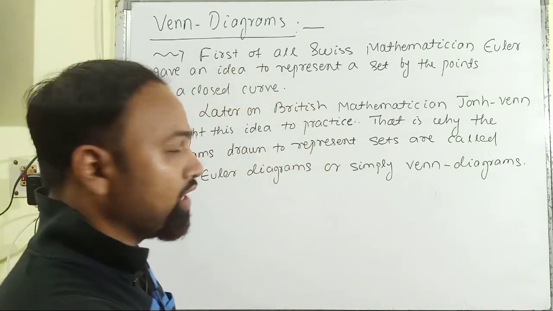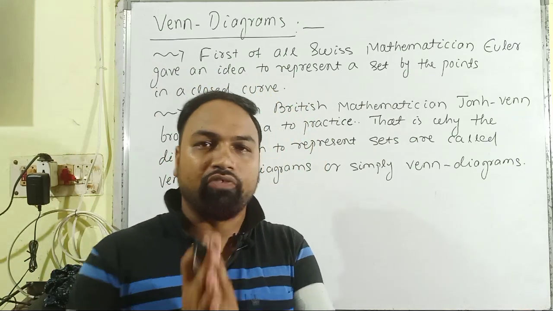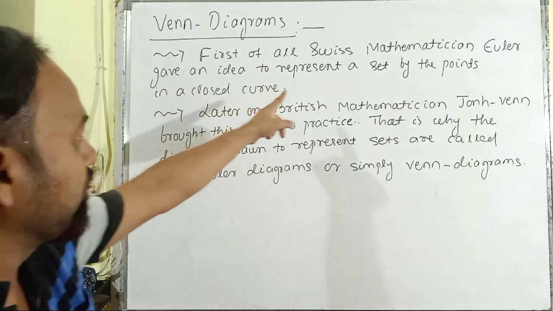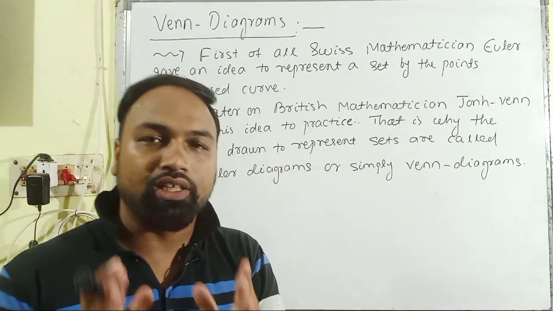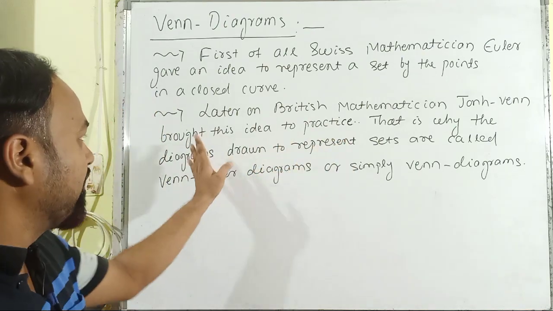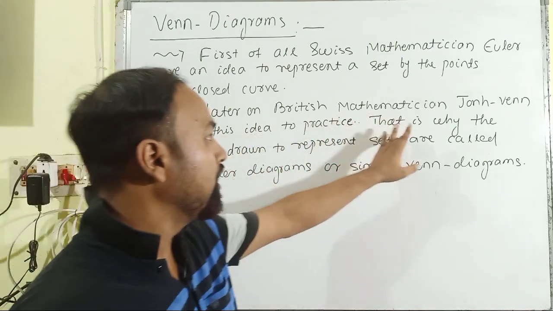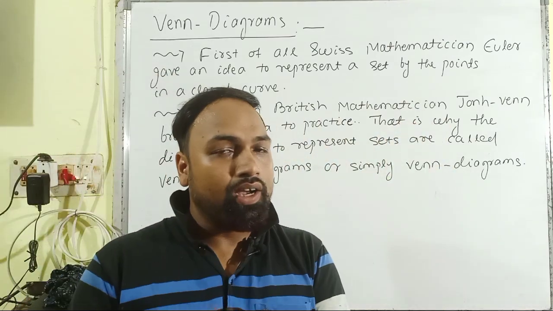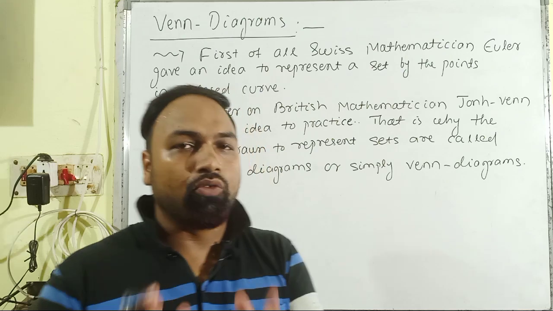What is the definition of Venn diagram? Why should we call it a Venn diagram? First of all, Swiss mathematician Euler gave an idea to represent a set by the points in a closed curve. Later on, British mathematician John Venn brought this idea into practice. That is why this diagram is called the Venn diagram, or you can say the Venn-Euler diagram.